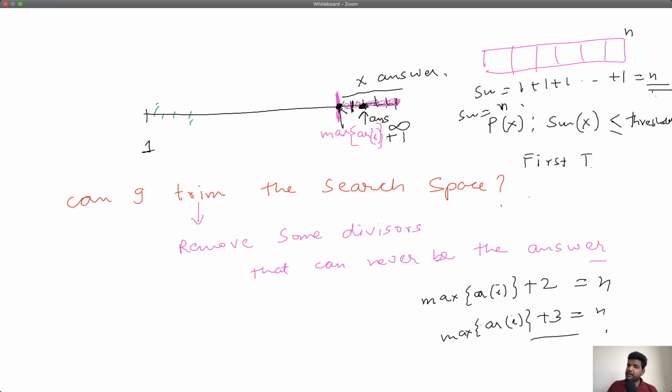Right? Because both of them are giving you the same sum, and that is n. Right? So this then cannot be the smallest. So that basically tells us that we can trim off this part of the search space. And now my search space then becomes 1 to max of array I.